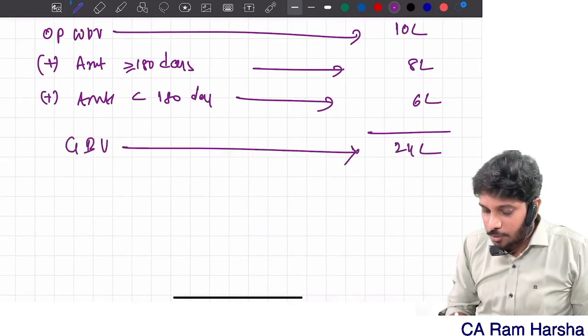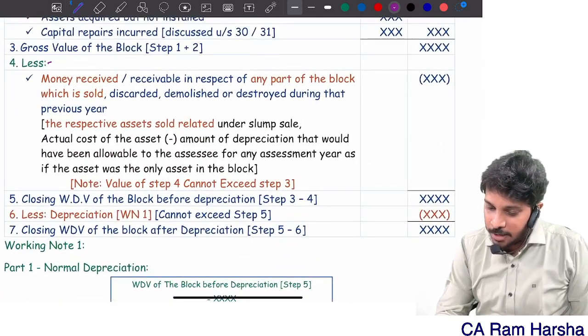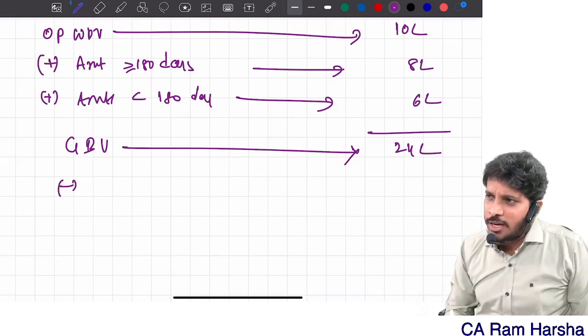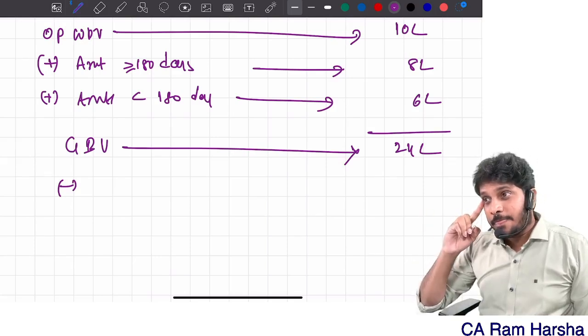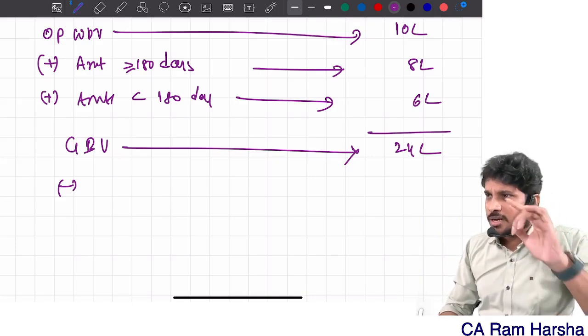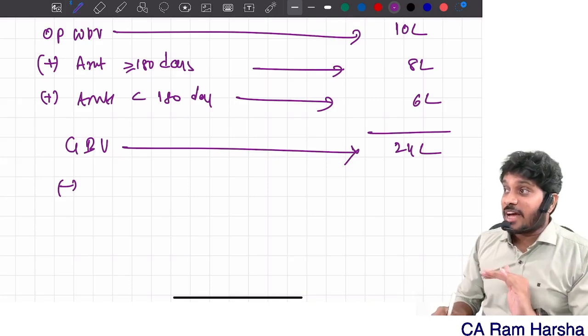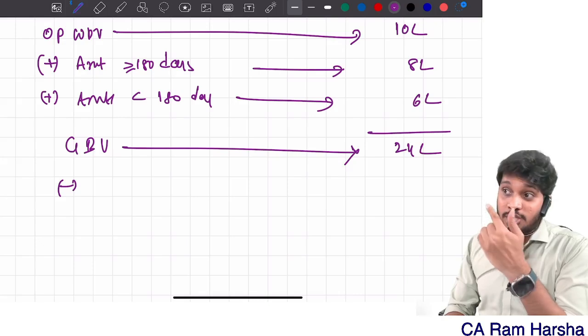Gross block value. Minus, as per the format, what should I reduce? Money received on sale of part of a block, not the full block. Part of a block sold for what value? 9 lakh, which is less than the gross block value, so we can still compute depreciation. Suppose that value is 90 lakh? No depreciation, moreover short term capital gain will come.